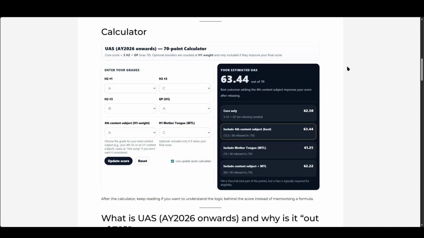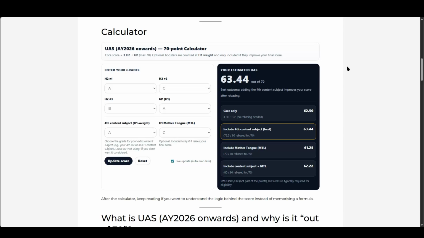Once you enter your grades, it automatically compares the valid scoring scenarios for you. It checks core only, core plus 4th content subject, core plus mother tongue, and core plus both boosters. Then it returns the highest final UAS. For example, in this case, the core only score is 62.50, but when the 4th content subject is included, the final score becomes 63.44 after rebasing. So the calculator identifies that as the best option.